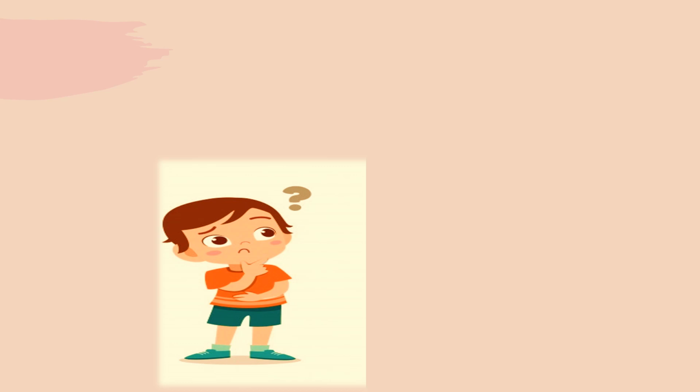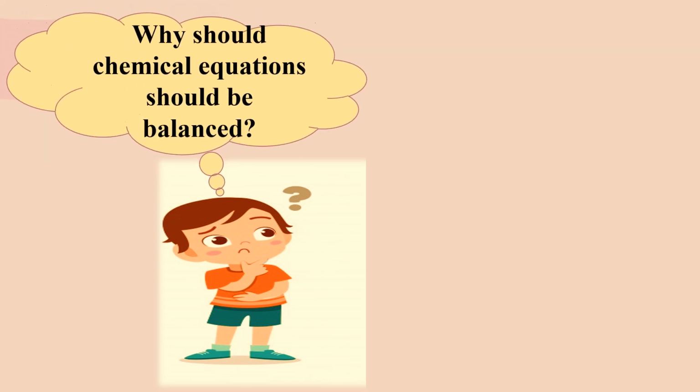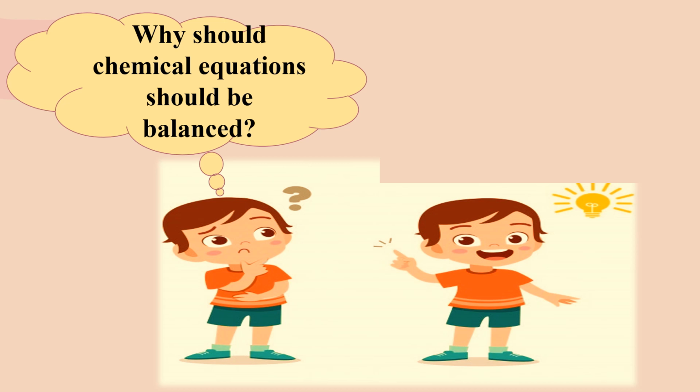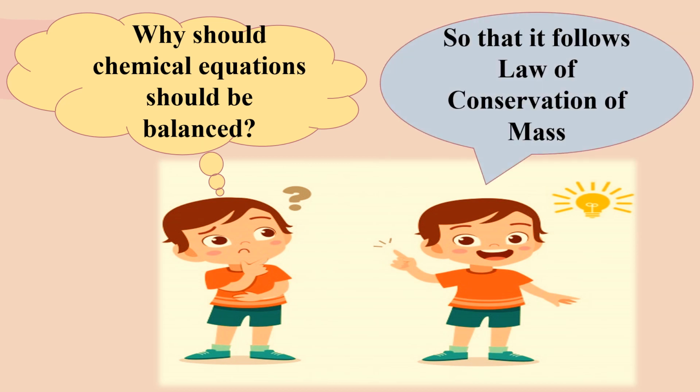Quite often the question arises why a chemical equation needs to be balanced. Actually, the need for balancing the equation arises from the fact that chemical reactions must follow the law of conservation of mass. Let us understand this further.